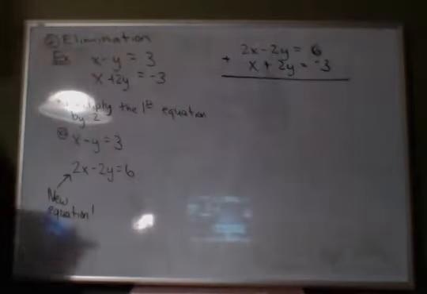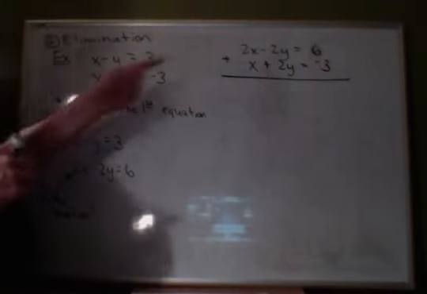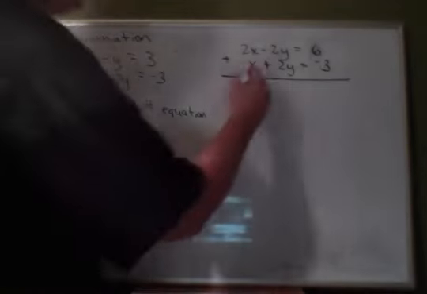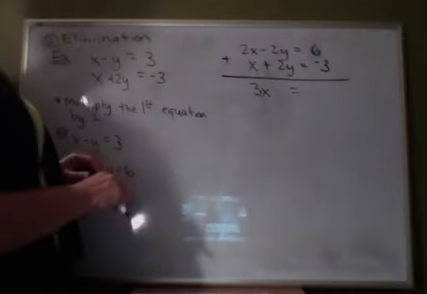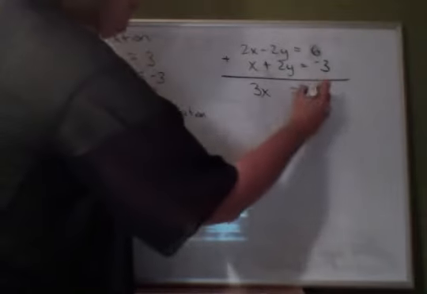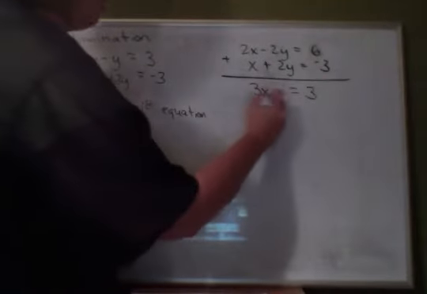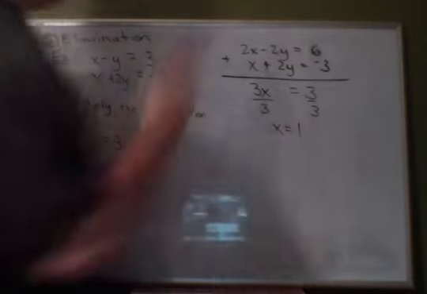Notice that I stacked them up nicely so that we can see what's happening. So it's going to be 2x plus 1x, which is 3x. -2y plus 2y is 0, which is exactly what we wanted to have happen. So we eliminated the variable y. 6 plus -3 is 3. Then we can divide both sides by 3 so that x is equal to 1.